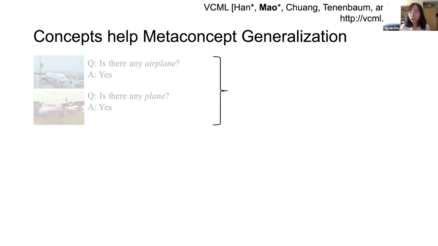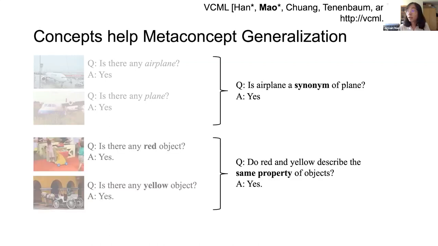So similarly, if we understand what is red and what is yellow, we can answer the question, do red and yellow describe the same property of objects? And the answer is yes, because we classify whether an object is red or yellow based on the hue of the object.